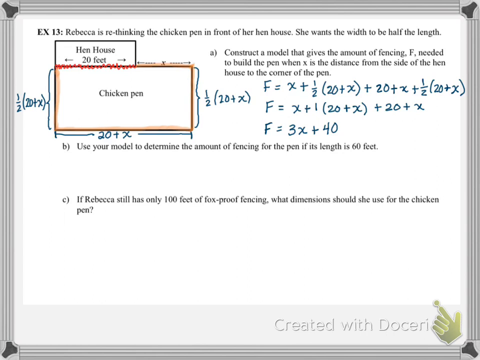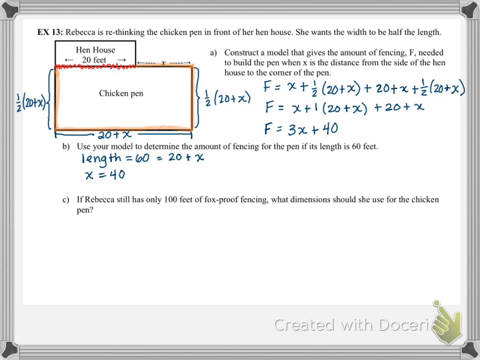So now we're going to use that model to determine the amount of fencing for the pen if its length is 60 feet. So my length is 60. Where is my length on the diagram? Yeah, it's that bottom length right there, that 20 plus x. So this is equal to 20 plus x, which means that x is 40 here.